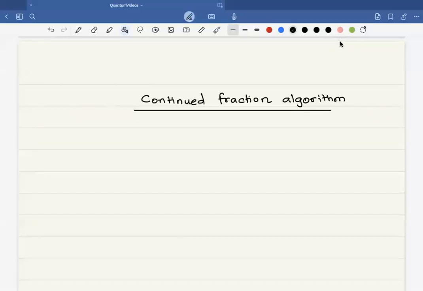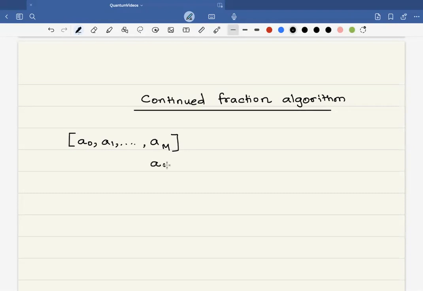So we are going to talk about an algorithm called the continued fraction algorithm. Let's say you have a set of integers a0, a1 through am. Then I can represent these integers as a continued fraction in the following way.